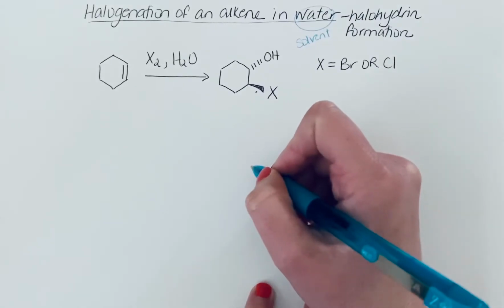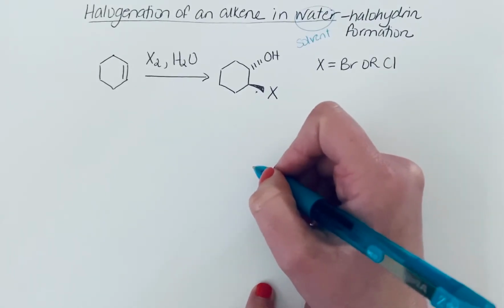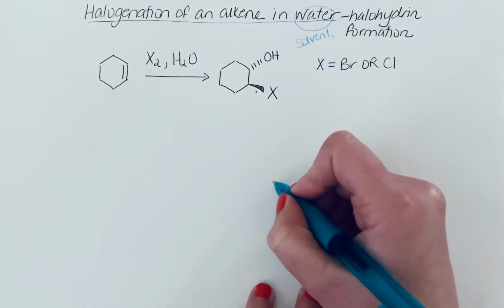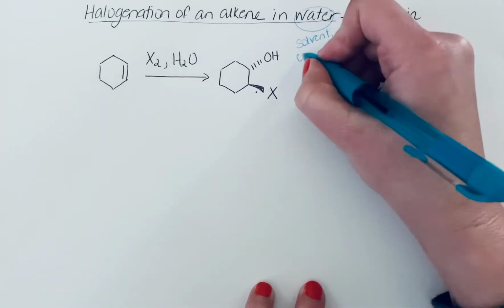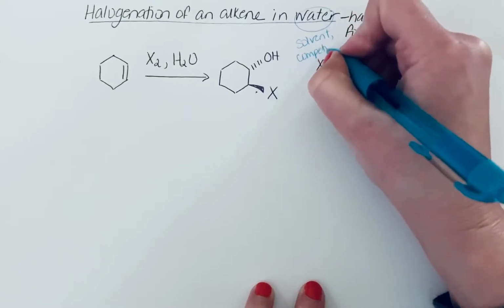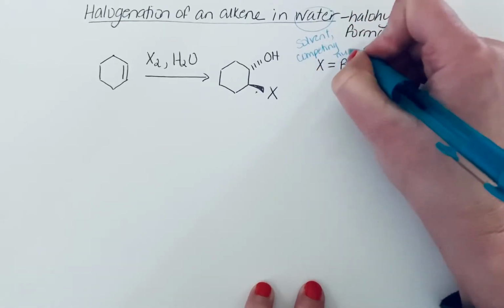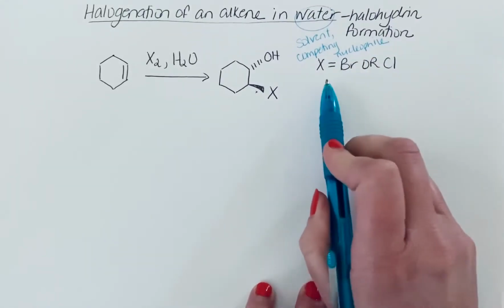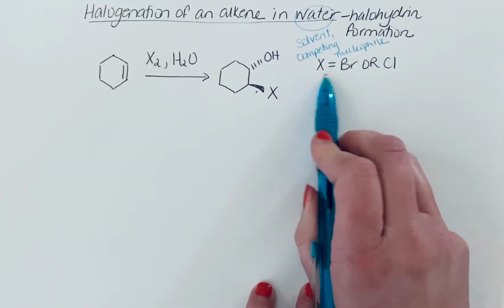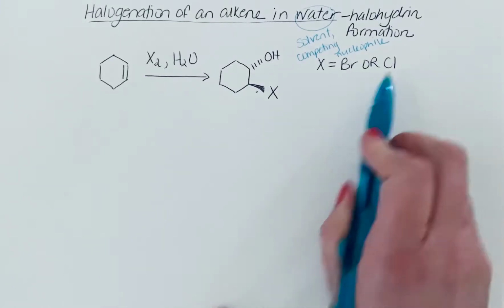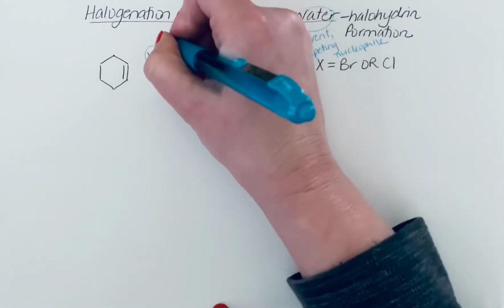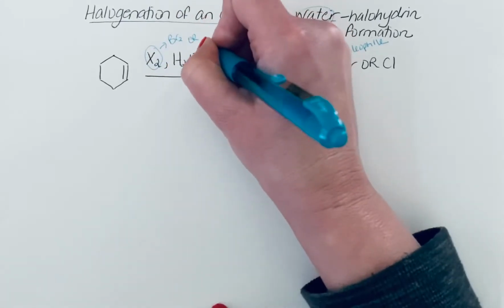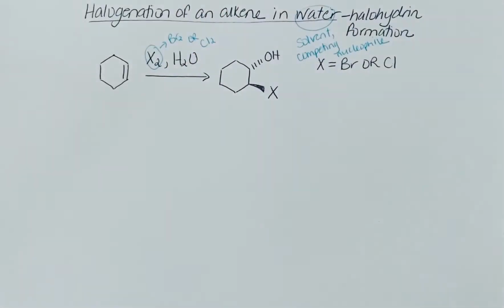water we know can be nucleophilic. It can also, in some circumstances, act as an acid or as a base. In this reaction, it is going to serve as a competing nucleophile. And the halogen for the reaction is going to be either bromine or chlorine. So this X2 is either molecular bromine, Br2, or molecular chlorine, Cl2.